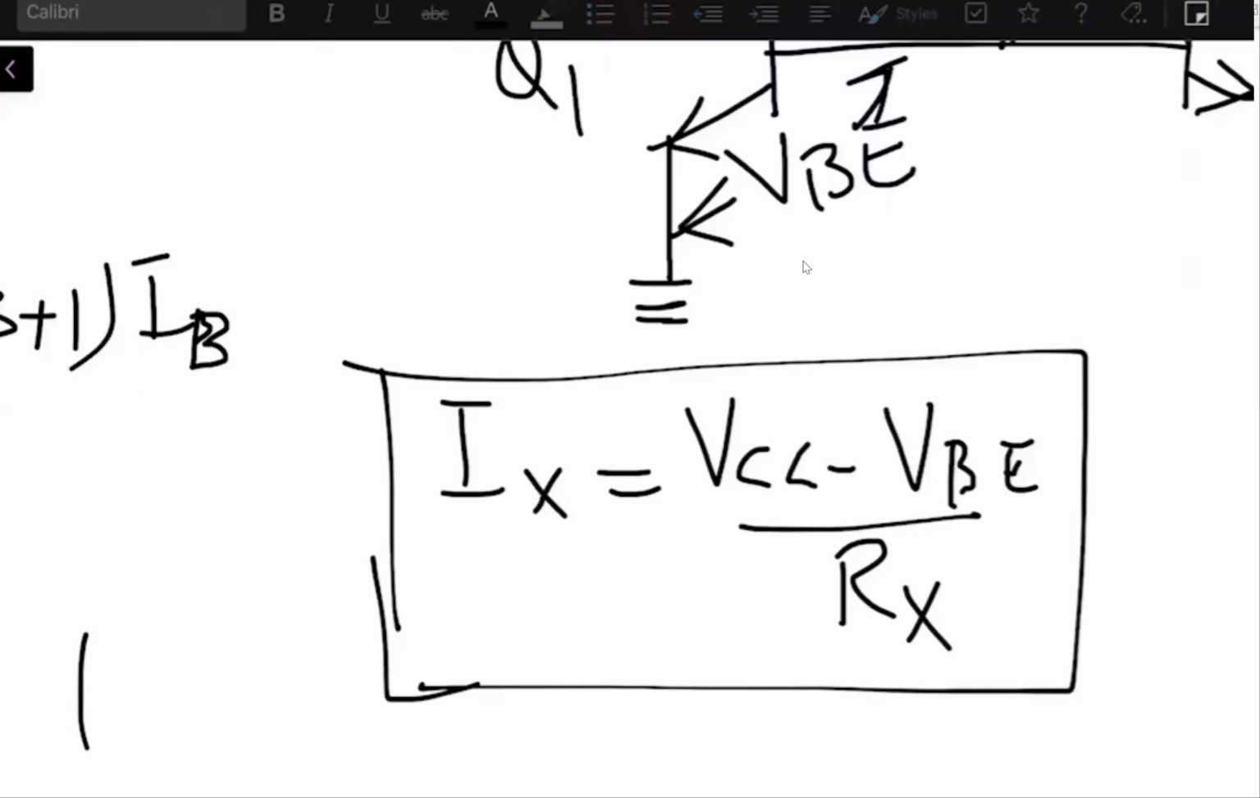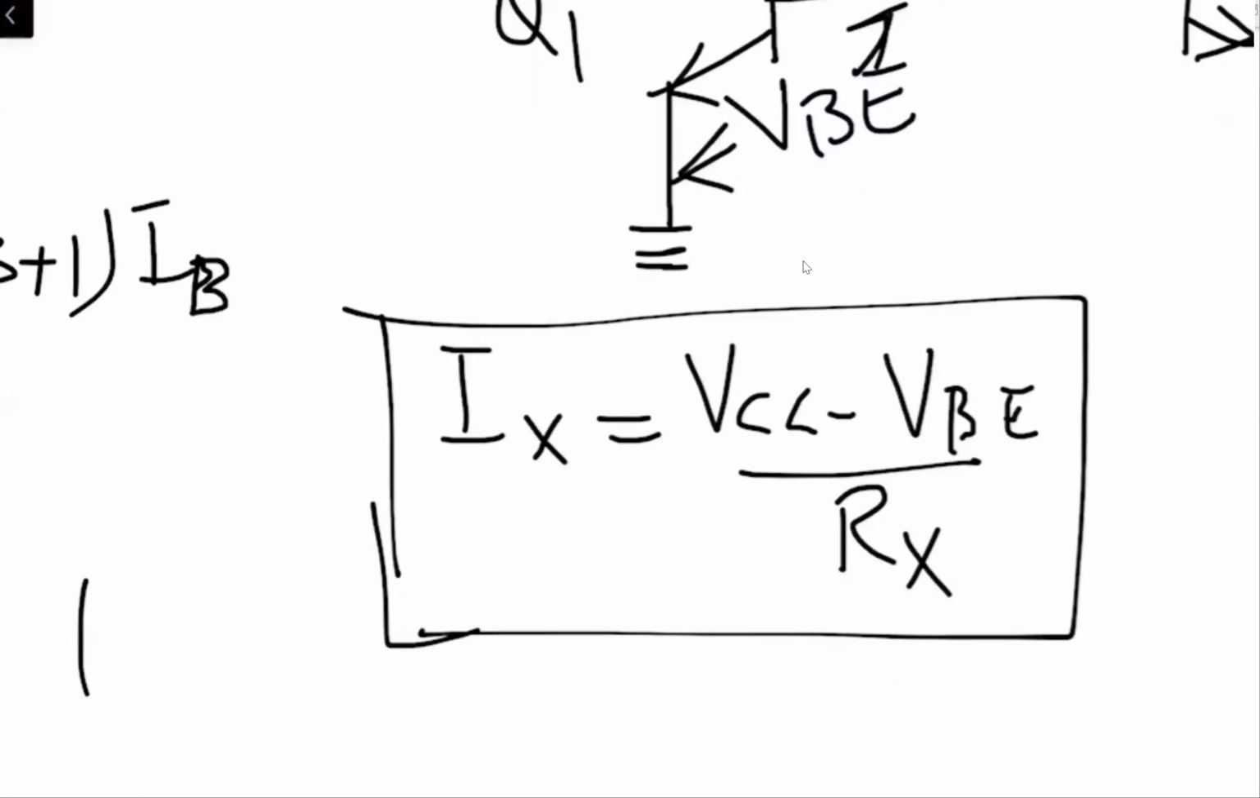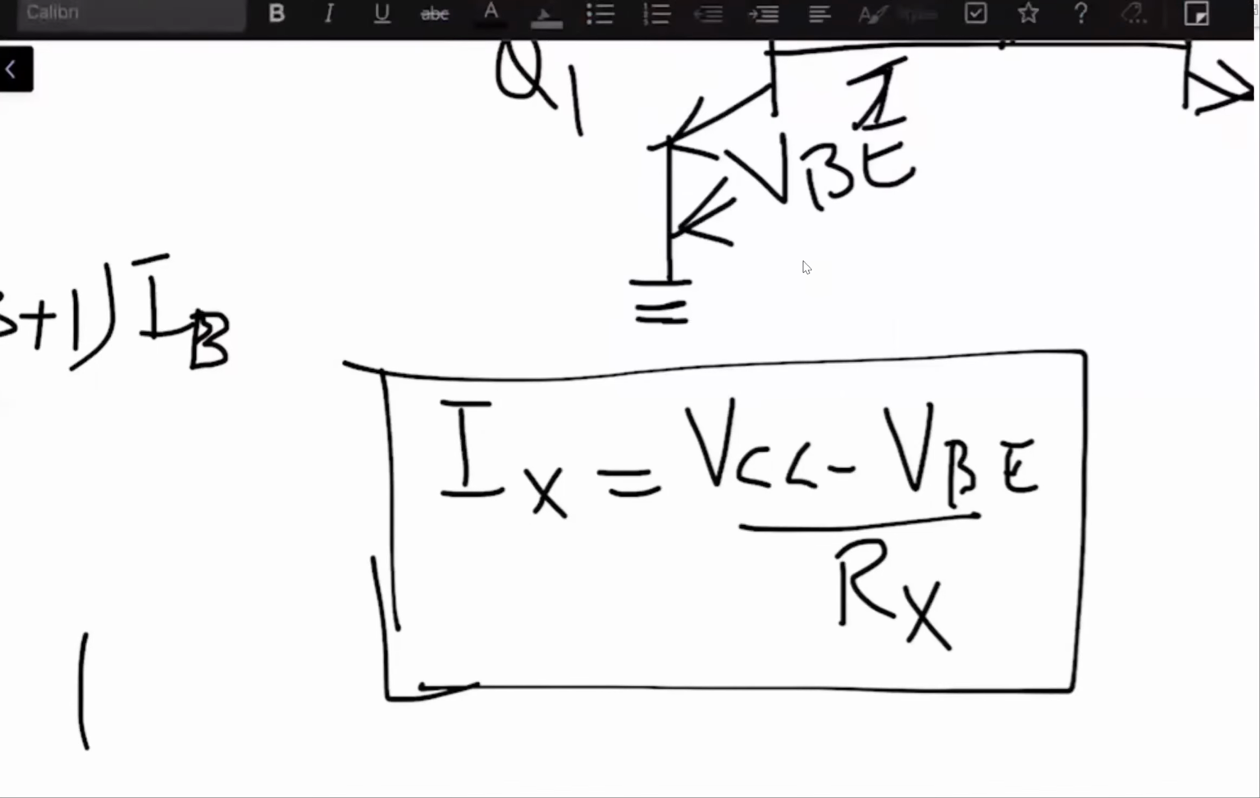So in this way, we can actually find the value of the current mirror circuits, right? Okay. Any question up till now? No, sir. Okay, good.